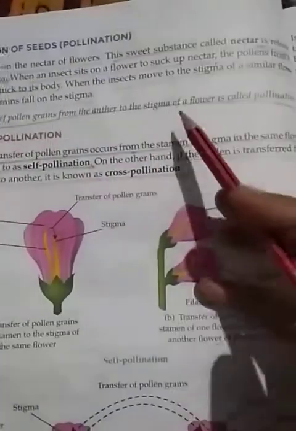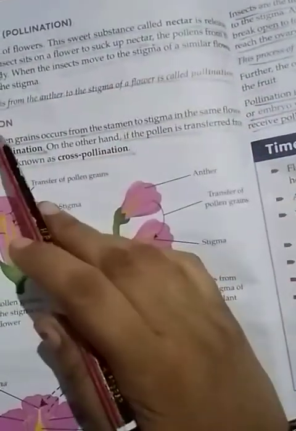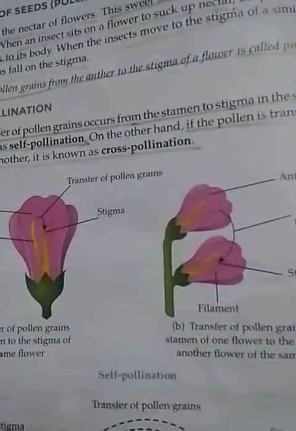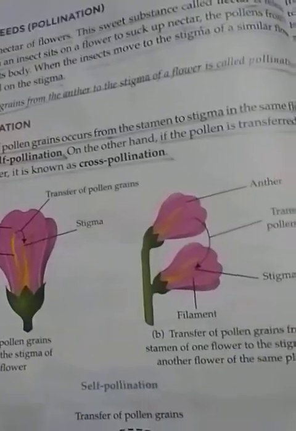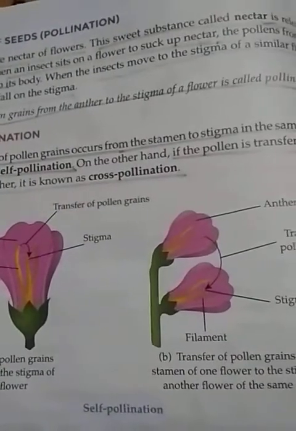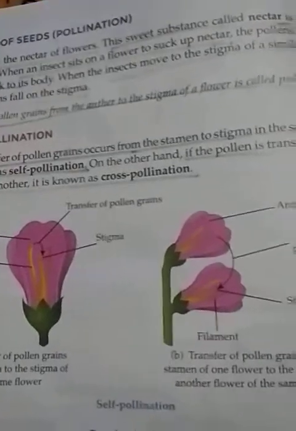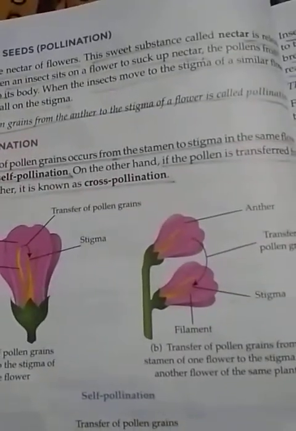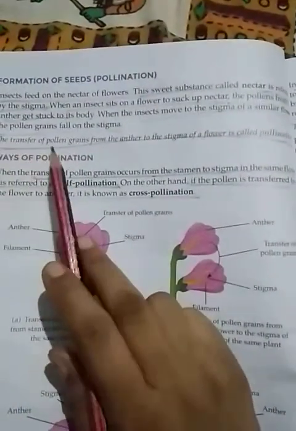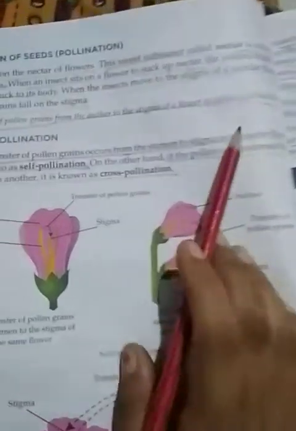Okay, and when the insect moves to the stigma of a similar flower, the pollen grains fall on the stigma. So what is happening now? This insect is sitting on one flower, and then it's sitting on another flower. Then the pollen grains are falling down on the stigma. So what is pollination? It is the process of the transfer of pollen grains from the anther to the stigma of a flower is called pollination.